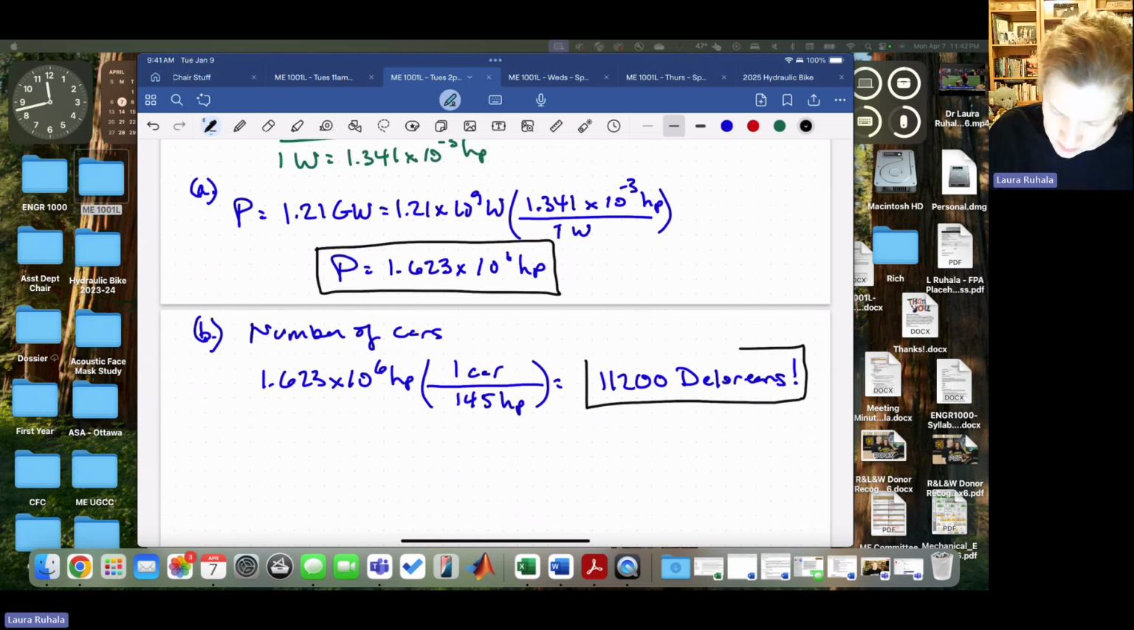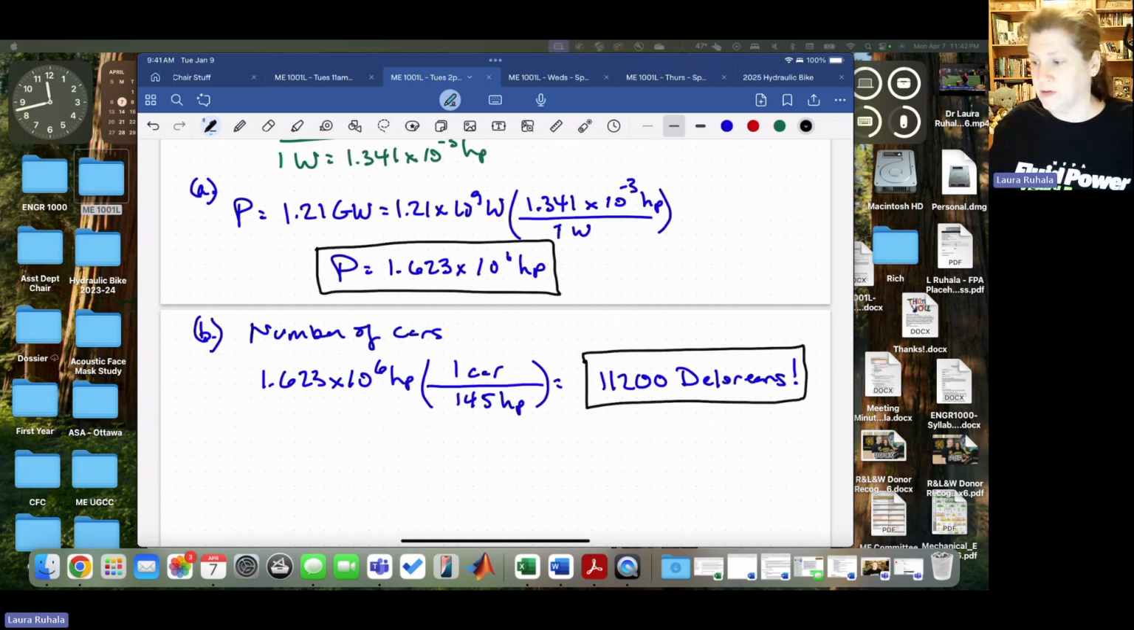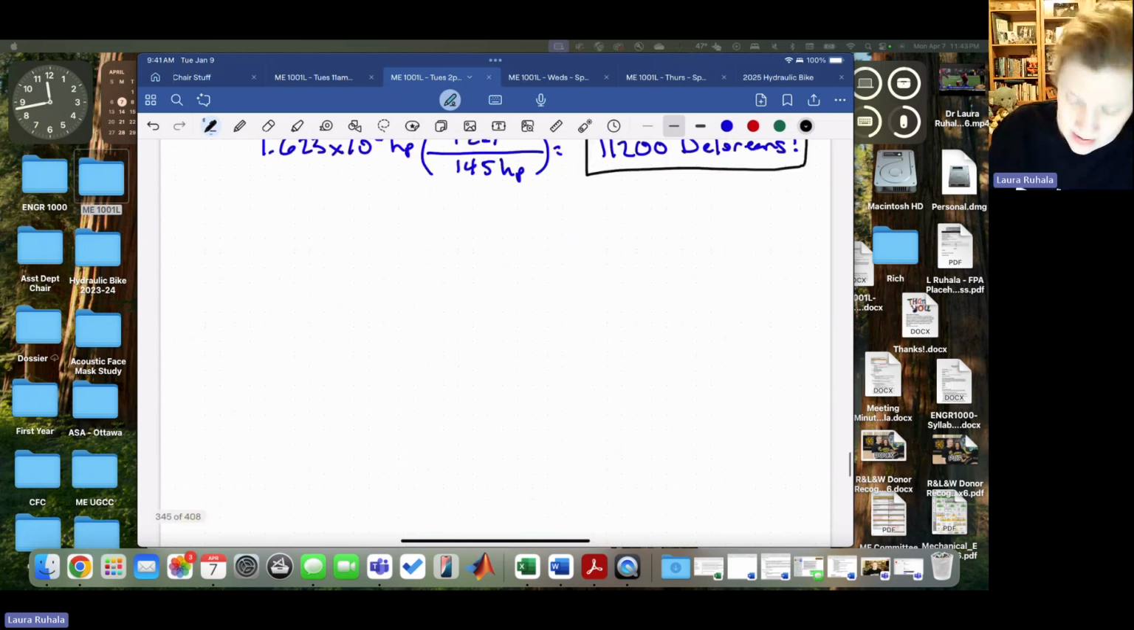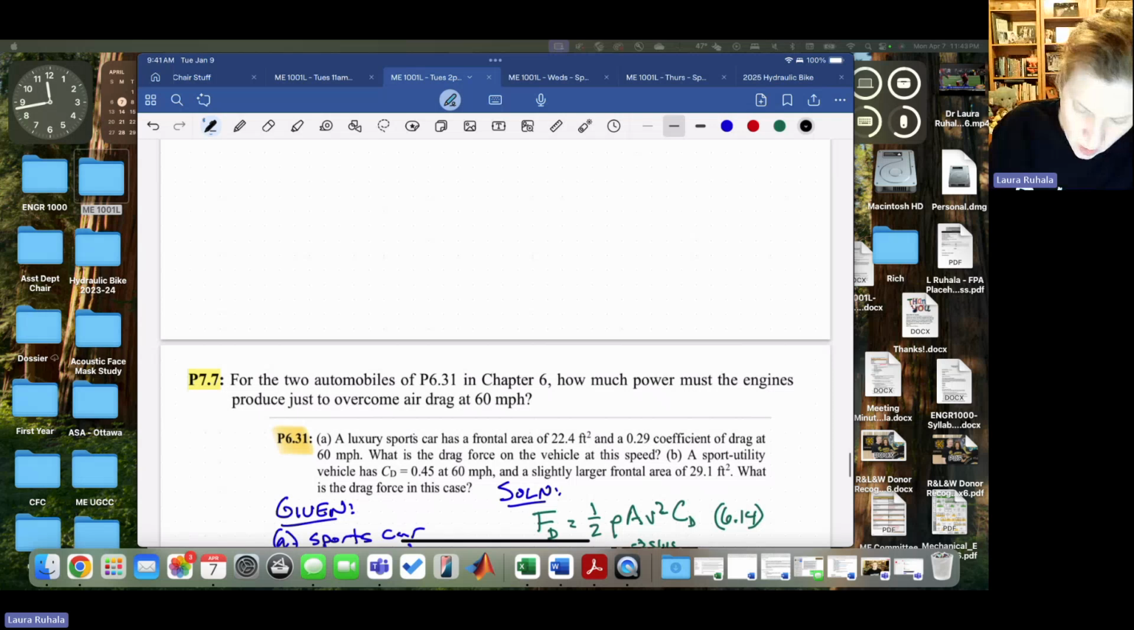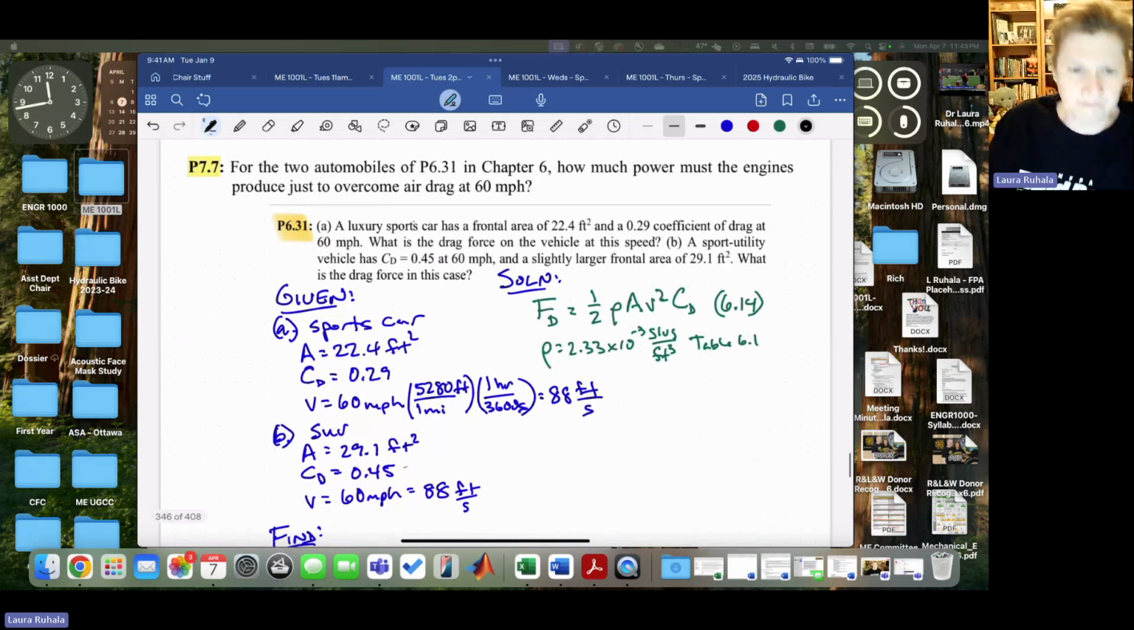That is a crap ton of DeLoreans. So no wonder the 1955 Doc Brown had such a conniption when he heard that number, because he has a sports car more powerful than anything being produced in 1955, but he would have needed 11,200 of those suckers to be able to power his flux capacitor. All right, they have a problem. Okay, let's go on to the next problem.